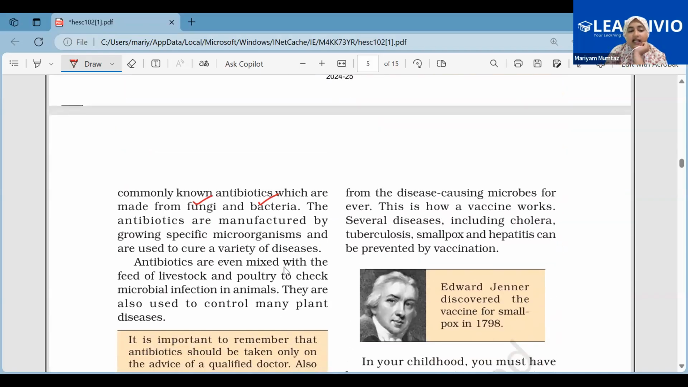Now, the antibiotics are manufactured by growing specific microorganisms and are used to cure a variety of diseases. Obviously, with the help of these antibiotics only, we can fight the disease that we have. Antibiotics are even mixed with the feed of livestock and poultry to check microbial infection in animals. Feed of livestock. What is livestock?